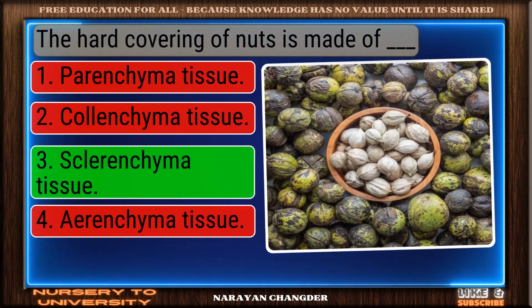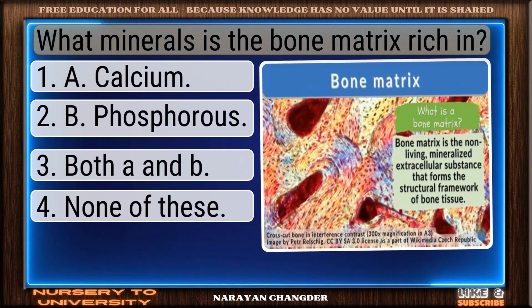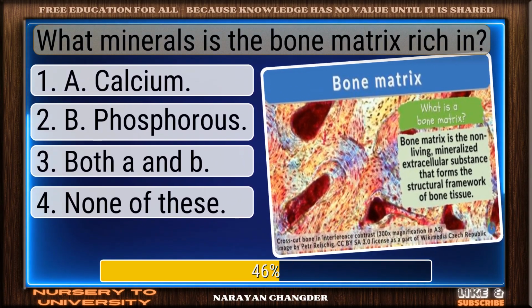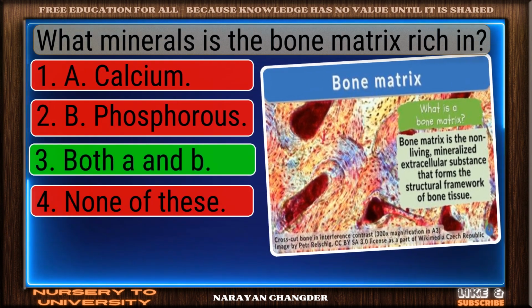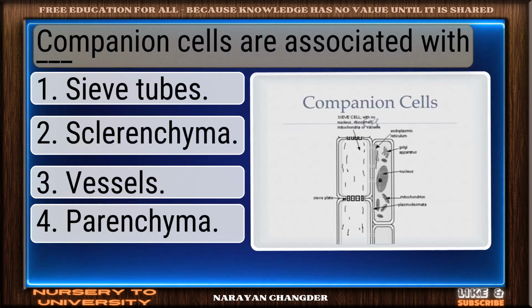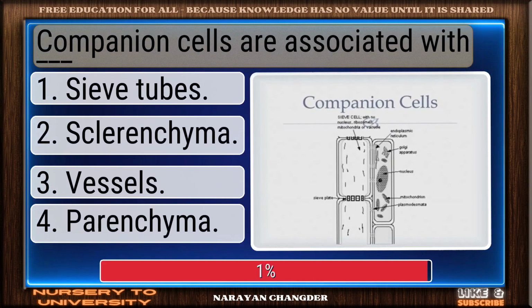Bravo. Sclerenchyma tissue is the answer. Question number 84. What minerals is the bone matrix rich in? Correct response. Both A and B is the most accurate answer. Question number 85. Companion cells are associated with dash.